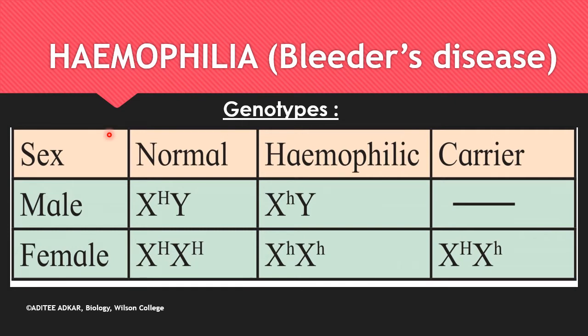These are the genotypes for hemophilia. The normal male and normal female having the dominant genes on X chromosomes, because of which their blood clots normally. The hemophilic male and the hemophilic females are all having the recessive genes on the X chromosome, because of which they are hemophilic. And the carrier female. The carrier female is phenotypically normal. Her blood will clot normally, even though one of her X chromosome carries the gene for hemophilia.